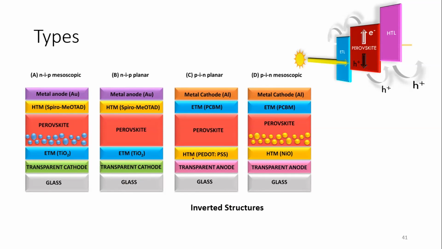In the inverted structure, we first deposit the hole transport material on top of the transparent anode, and then we have the absorber followed by the electron transport layer. So here also we can have both the planar and mesoscopic structure. This structure has some advantages over the normal structure, but because of time limit, I don't want to go into detail.